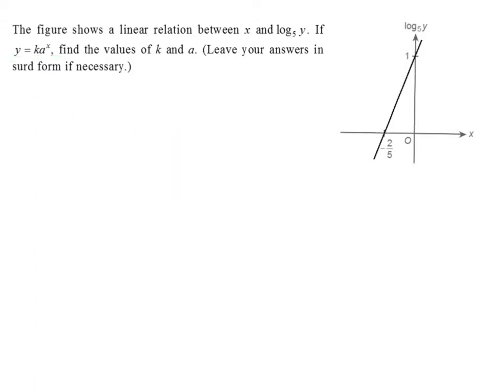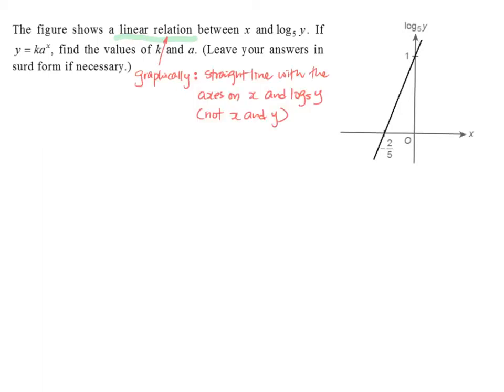Now let's talk about this example. The figure shows a linear relation between x and log base 5 of y. When we talk about linear relation, in this case it's saying graphically it's a straight line, and the axes are not x-axis and y-axis, but instead we have x-axis and log base 5 of y-axis. In terms of algebra, we don't mean y equals mx plus c anymore because the variables are changed. Now we have log base 5 of y for y, and x is still x.